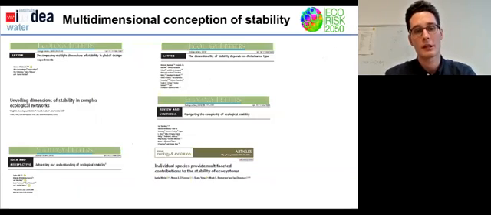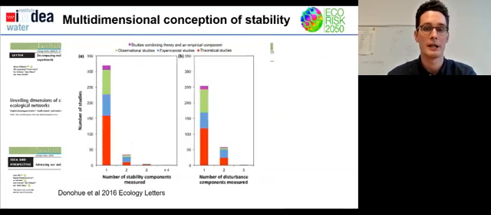However, this is not a common practice in ecology yet. As shown in this chart taken from the review of Donahue et al., more than 90% of the studies address stability using a one-dimensional approach. And they do that measuring stability in response to just one disturbance factor at a time.